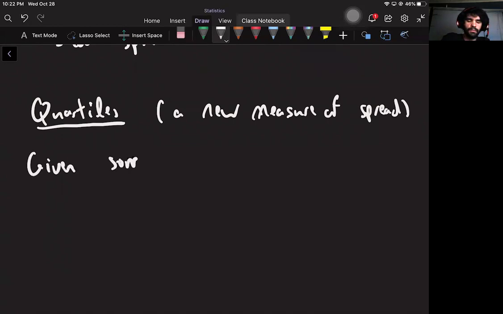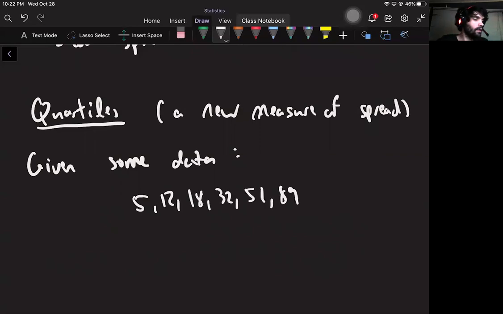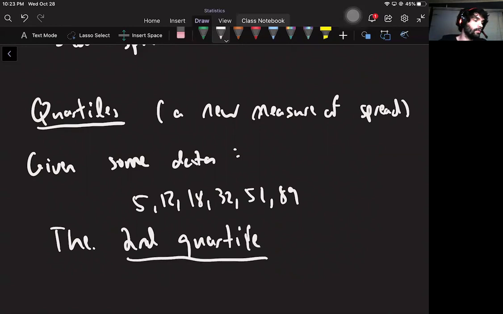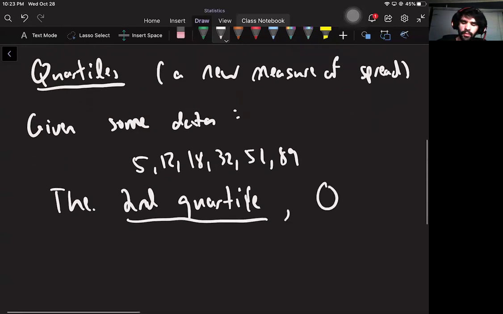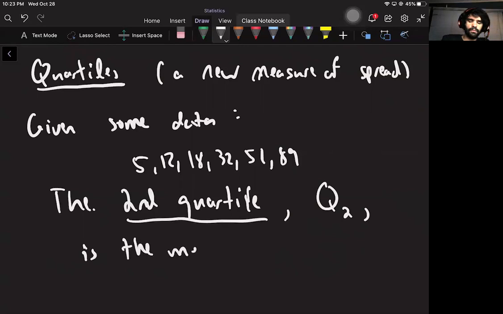So given some data, so here's some data, 5, 12, 18, 32, 51, and 89. We define the second quartile first, not the first one. The second quartile, which people call Q, capital Q, subscript 2. That's just the median. So they're exactly the same thing.